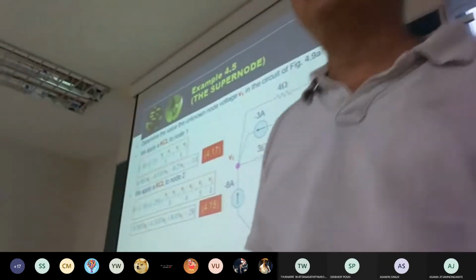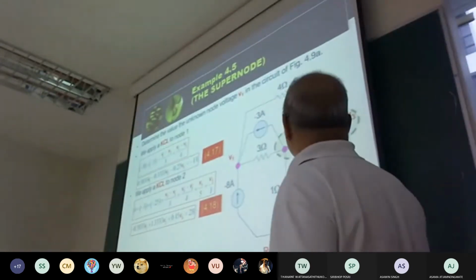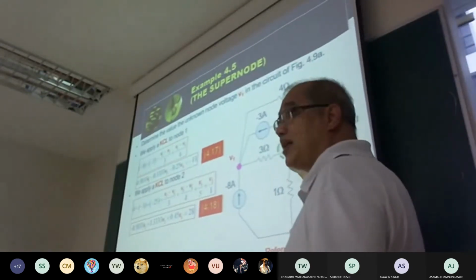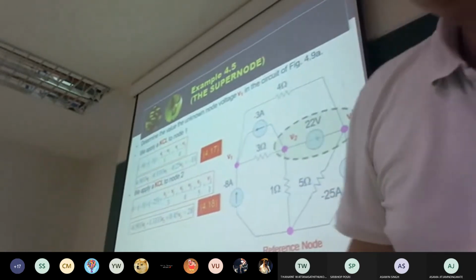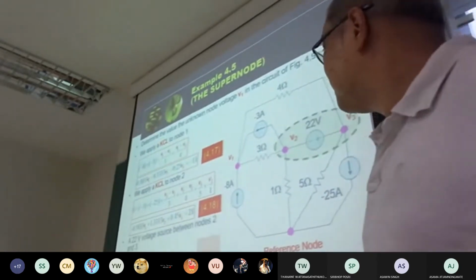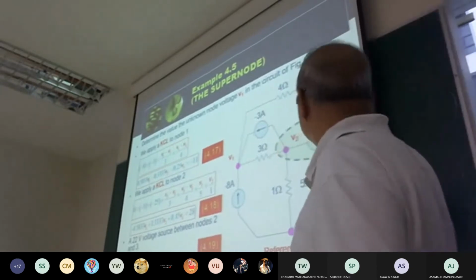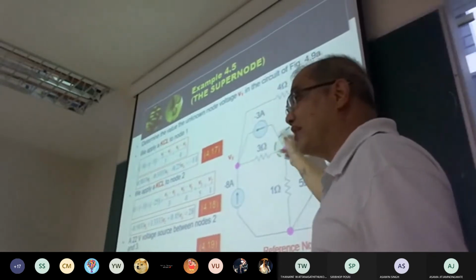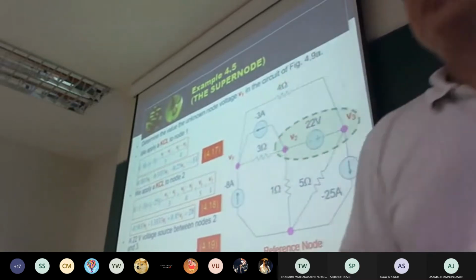Now we have no more KCL equations, right? The next step you must try to find the relation between V2, V3 and the 22 volt. V2 minus V3 equal to 22, right? Or if you see that, V2 minus V3 equal to minus 22. 3 equations, 3 unknowns, you can solve it.